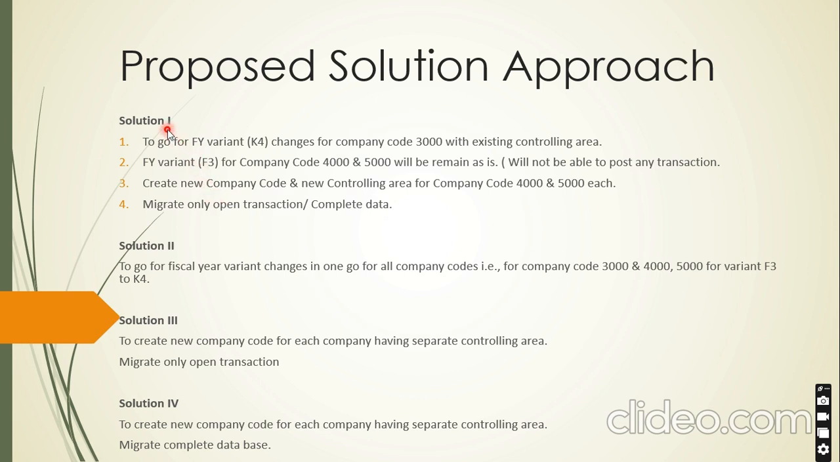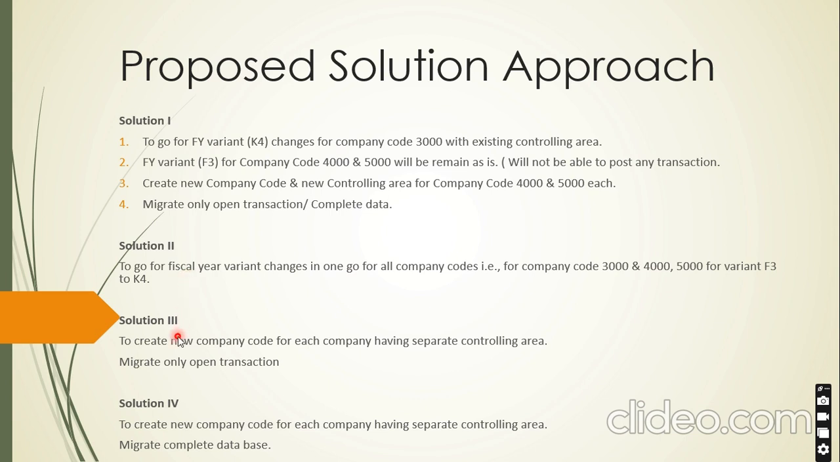We have one more solution: change the fiscal year variant in one go for all company codes, 3000, 4000, 5000, all company codes. If we change the fiscal year variant F3 to K4, it's good. There is no requirement to create new company codes or a new controlling area for 4000 and 5000. All company codes will go through some cutover activities from the functional side, and we need to do some testing from our end as well. Once done, it will go smoothly.